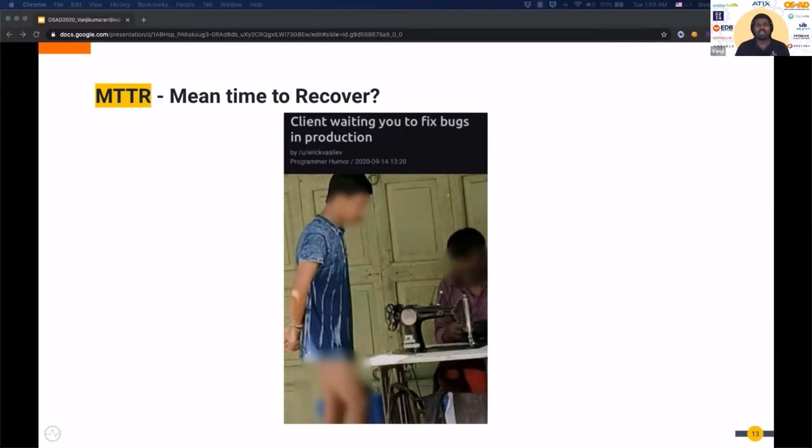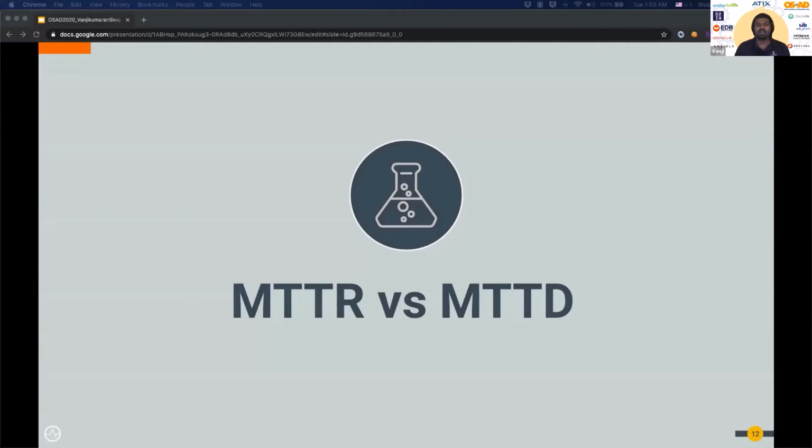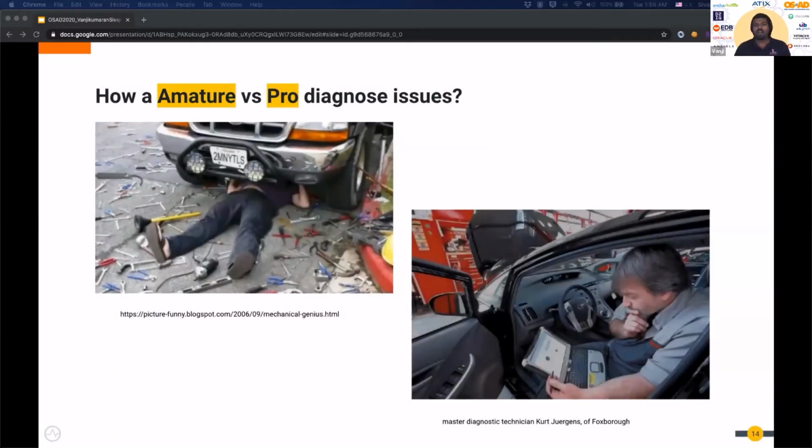Whereas MTTD deals with how quickly you can identify the issue and minimize its occurrence by utilizing all the tools, protocols, and best practices in place, so that you don't need to get into the mean time to recovery part. You can just find the issue before it happens. There are multiple ways of doing it.